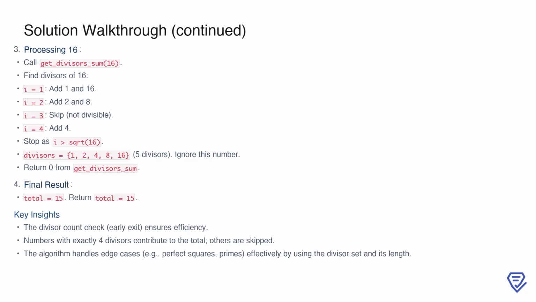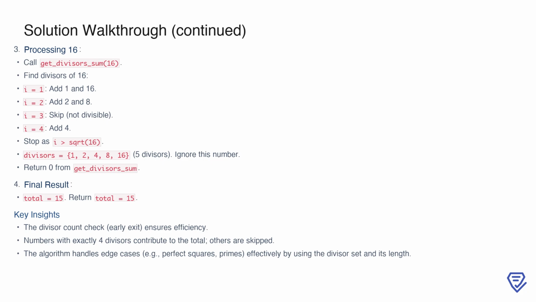We skip i equals 3 since 16 is not divisible by it. For i equals 4, we add just 4 because its quotient is already in the set. At this point, the divisor set is 1, 2, 4, 8, 16, containing 5 elements. Since it does not meet the requirement of exactly 4 divisors, we ignore this number and return 0. The total remains 15, which we return as the final result.